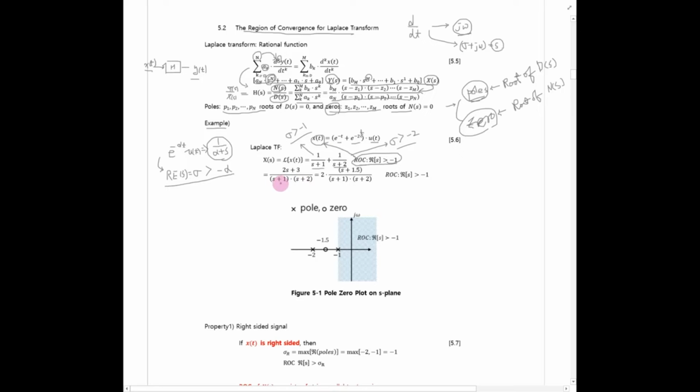And by factorizing, s plus 1 times s plus 2 gives the denominator, and the numerator 2s plus 3 can also be factorized. Then the poles of this one are minus 1 and minus 2. As we defined, the root of the denominator is a pole. So it has 2 poles, and the zero is minus 1.5. It's called a zero.